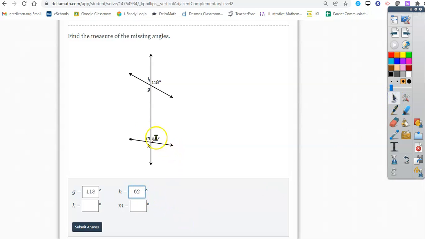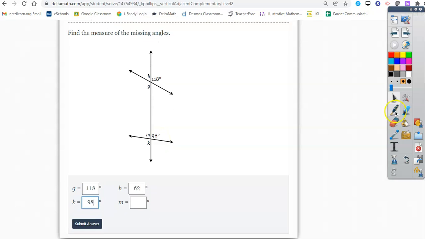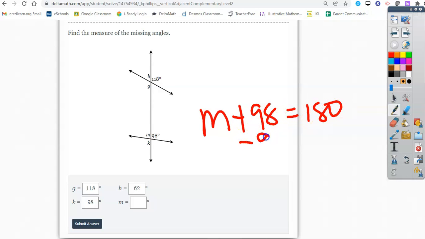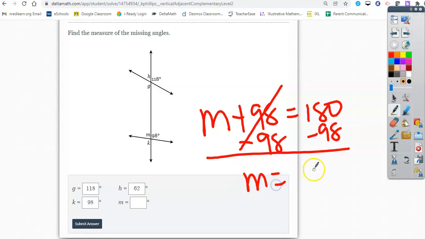And now I do the same thing down here. K is vertical, so K is equal to 98, and M is adjacent, so they are supplementary. So M plus 98 makes 180. So I subtract 98 from both sides. And M is 82.